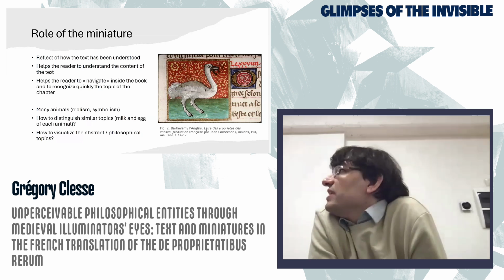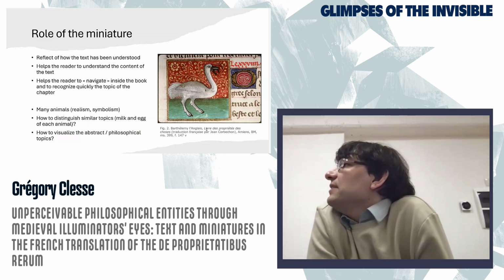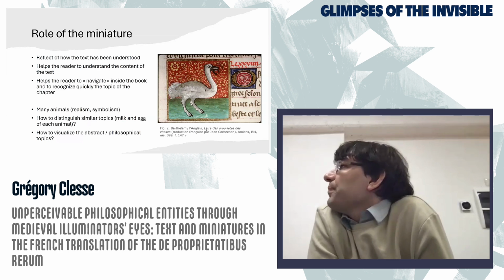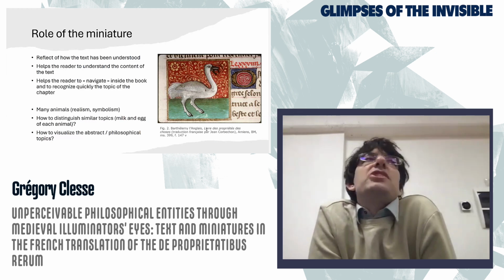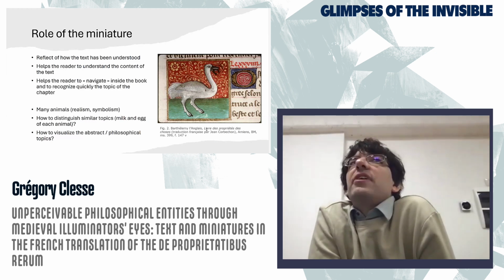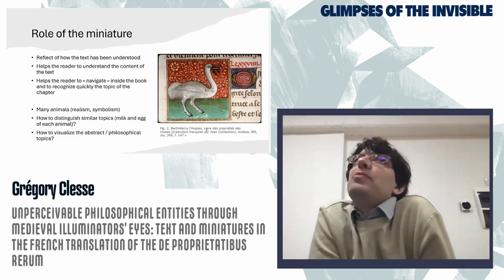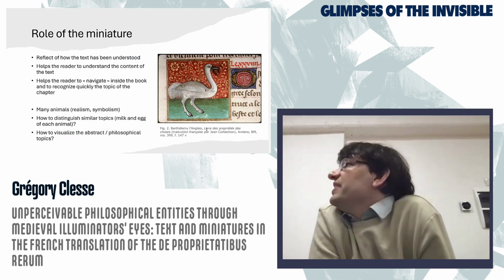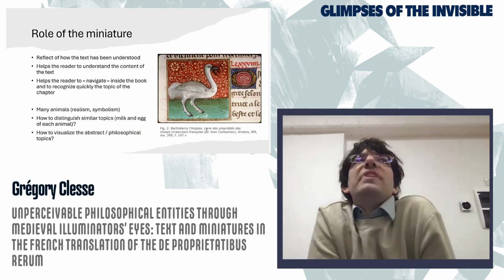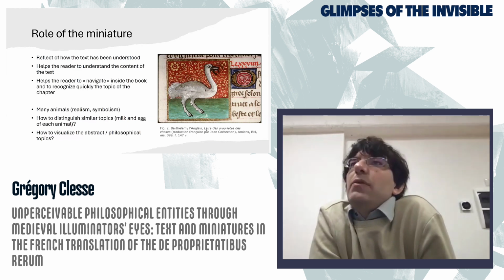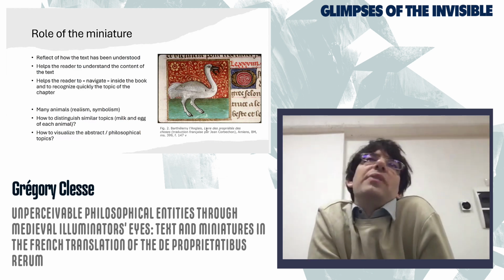A second orientation, it helps the reader to understand the content of the text. I'm not sure it's the main one. I would say the third one is the principal one. But of course, the image can help sometimes to understand difficult concepts, although the pictures are not very precise. And I would say the main function is more to help the reader to navigate inside the book, because it's a very long book, and so you have directly to recognize where you are and what will be the topic of your book.